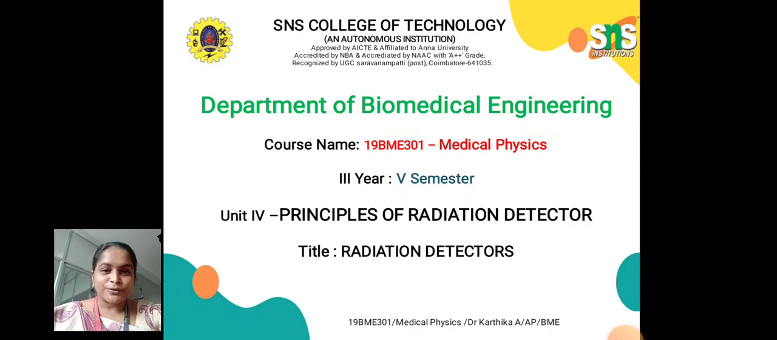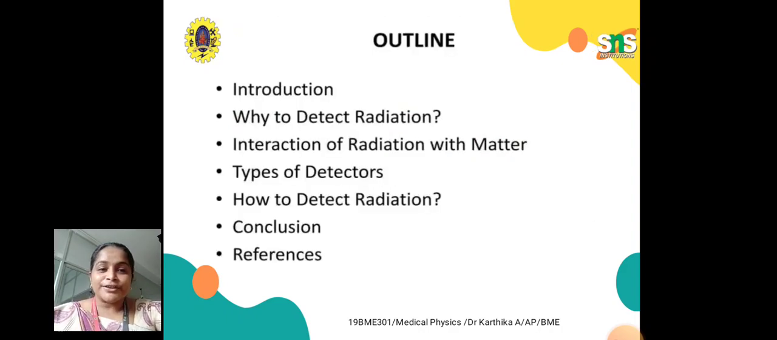Today we are going to discuss the principles of radiation detectors, in this we are going to discuss radiation detectors in medical physics. First of all, why detect radiation? Why do we need radiation detectors? What's the use of this? In this lecture video, we are going to discuss why to detect radiation, interaction of radiation with matter, types of detectors, how to detect radiation, and the applications of radiation detectors.